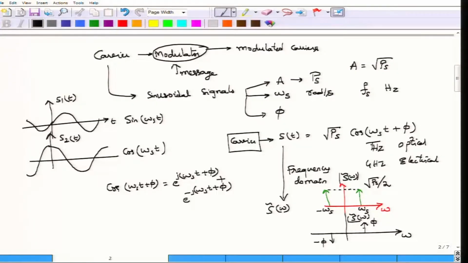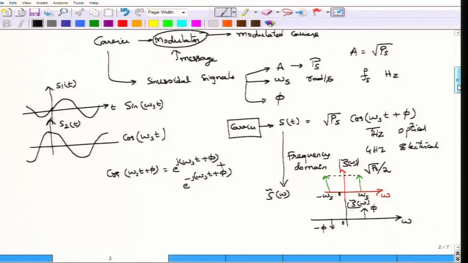You can switch the phase relationship, calling this -phi and this +phi, but they have to be antisymmetric with respect to each other, whereas their magnitudes are symmetric with respect to 0 frequency. So, this is the 0 frequency. This characterization of a carrier applies equally well to an electrical signal or to an optical signal, and describes both in the time domain as well as in the frequency domain.